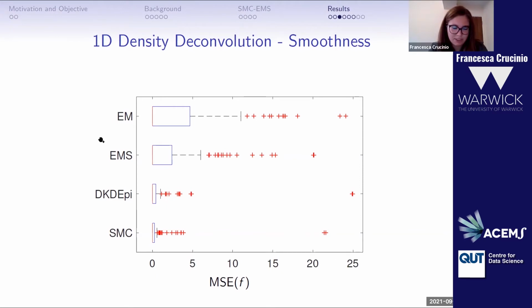And what can we see here? EM is the worst, which is not really surprising because we know that the maximum likelihood estimator is not consistent. So we would expect this reconstruction to be basically piecewise linear and with spikes instead of smooth modes. EMS, of course, is built to improve smoothness, so it does better than EM, but it still does worse than the convolution kernel density estimator and SMC. So that was also nice to see. There are a few cases in which SMC is not very smooth, but most of the time it is way better than the other options.